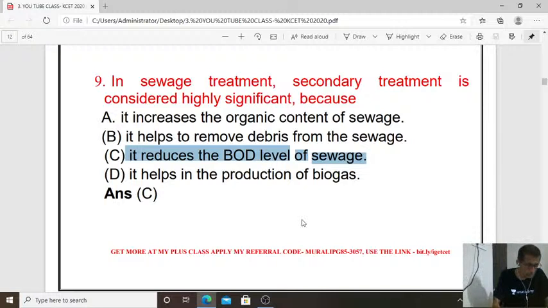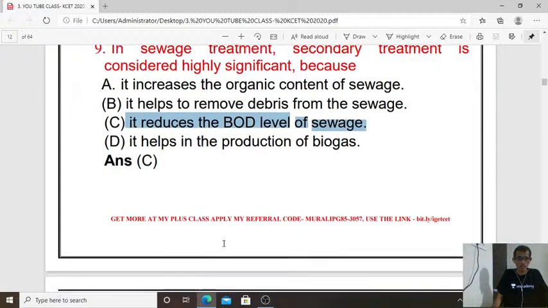So this is part 1. Part 1, part 2 means I divided the entire paper into 2 parts. So here the sewage treatment plant, STP. In that we can observe primary treatment and secondary treatment. Primary treatment is followed by secondary treatment, where the action of microorganisms reduces the BOD level of sewage.